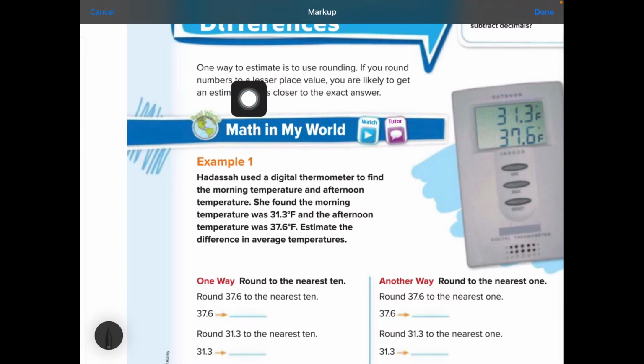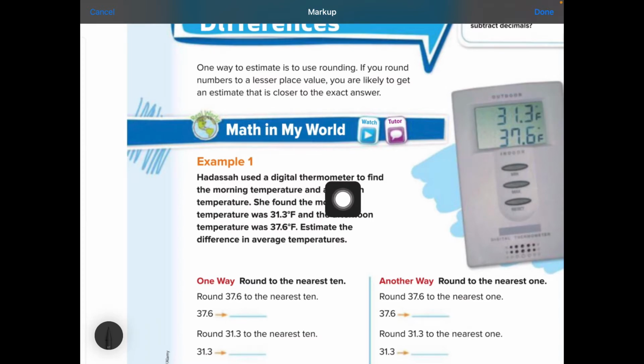One way to estimate is to use rounding. If you round numbers to a lesser place value, you are likely to get an estimate that's closer to an exact answer, which means they are going to be estimating to try to get a more precise answer in this chapter. Let's begin.